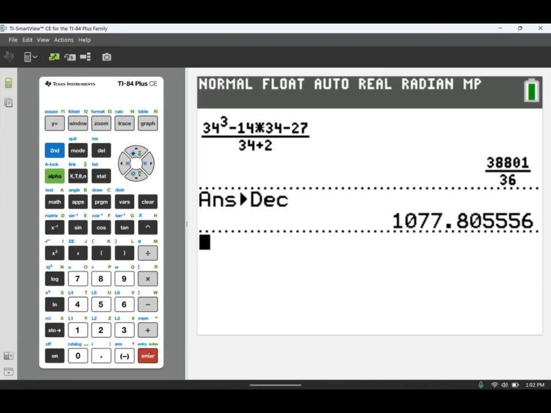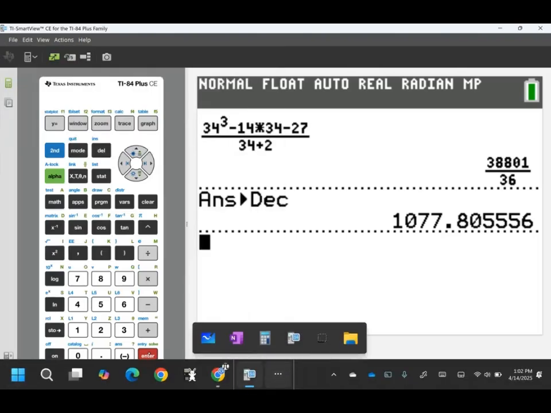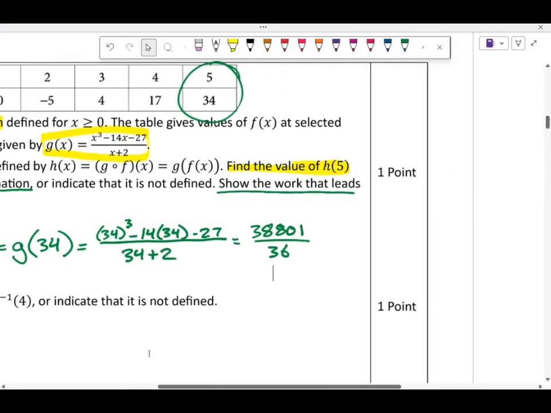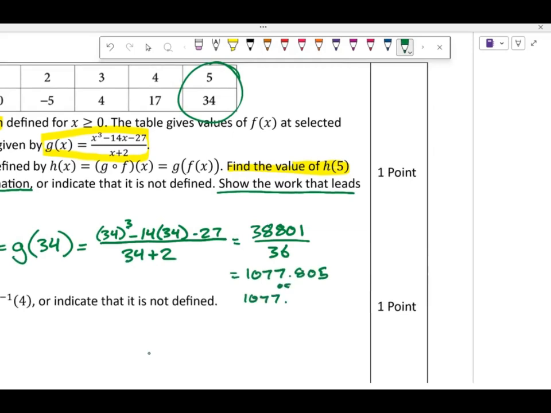How would I give this answer? What do I need to do? Round it to where? So what would be my decimals then? 0.806, or you could also just get 805. You can truncate or round up. Either way is fine. So your answer can be 1077.805 or 1077.806. Either one would be accepted.